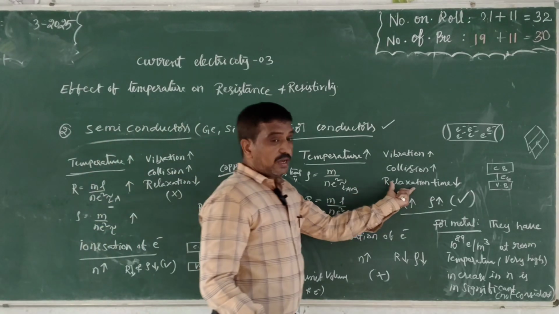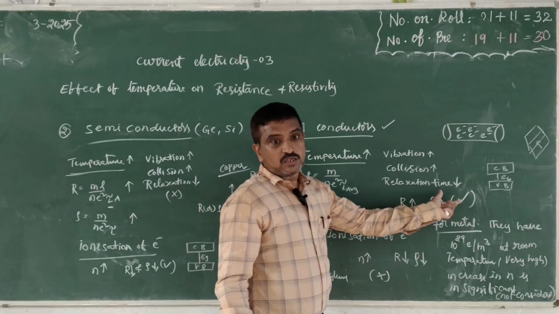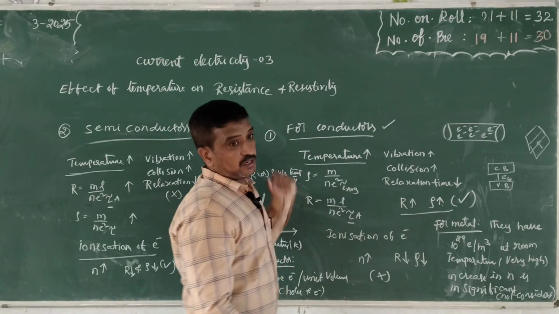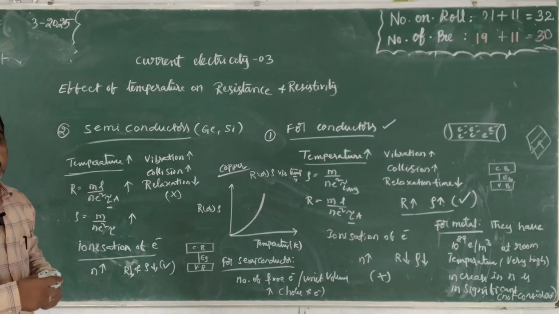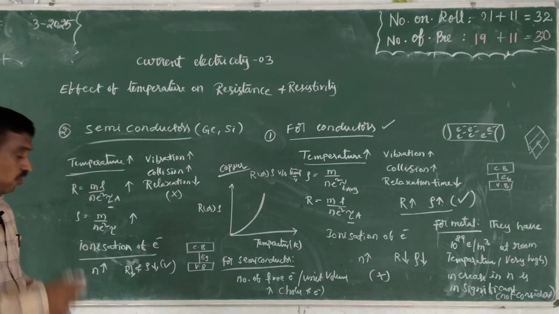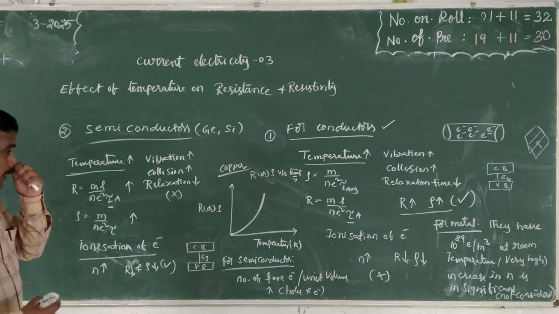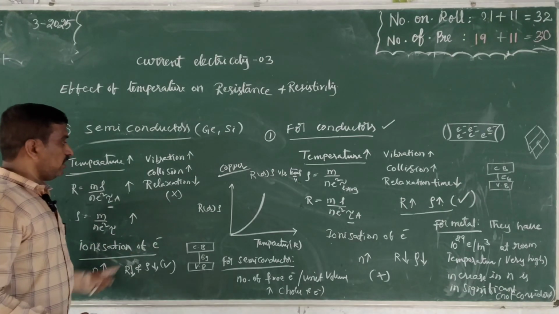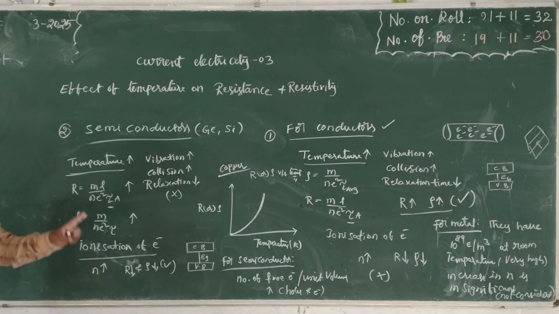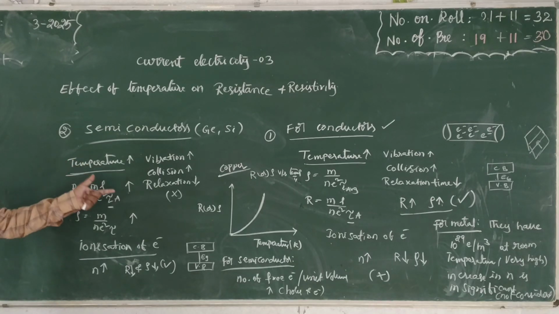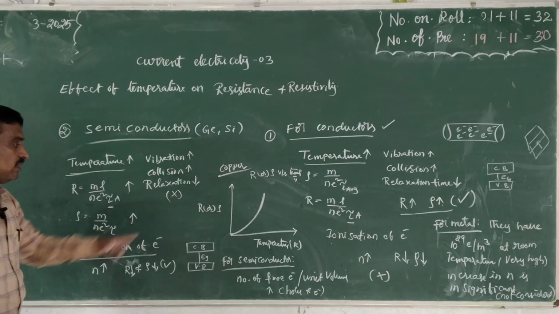But for conductors, relaxation time dominates the N value. So that's why resistance and resistivity increase when temperature increases for conductors. But in the case of a semiconductor, when temperature increases, resistance and resistivity decrease, because the number of free electrons per unit volume after increasing temperature dominates; the N value dominates over relaxation time. The relaxation time effect also happens, but it is not dominating. It is insignificant.